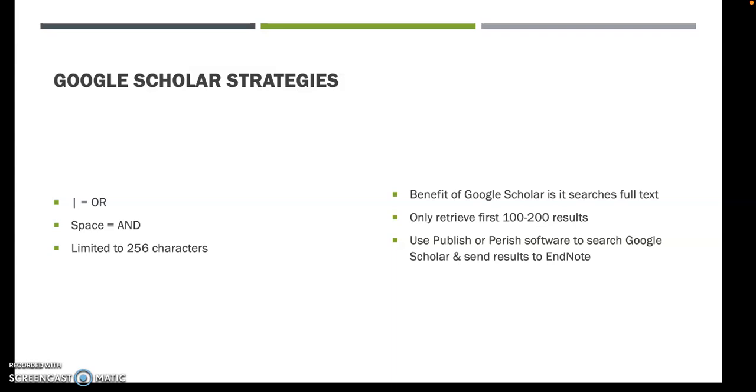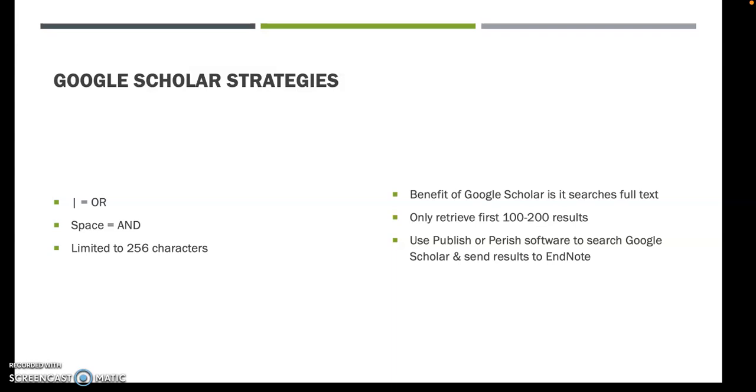And finally, I want to show you how to use a software called Publish or Perish to search Google Scholar and send the results to EndNote. The benefit of using Publish or Perish is that you can bulk export citations into EndNote from Google Scholar. If you go straight to Google Scholar and do your search, you would have to individually click each citation in order to send it to EndNote. You won't be able to do it all at one time. So it really saves you time to use this software to search Google Scholar.